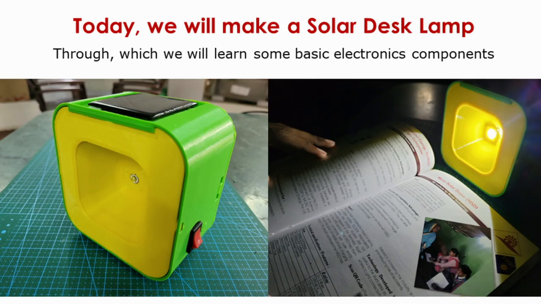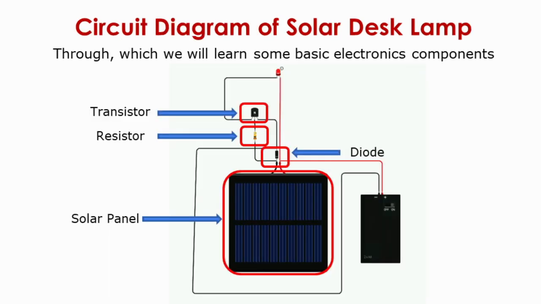So for that, we are going to build a solar desk lamp, through which we will learn some basics of the electronic components used in that project. So this is the circuit diagram of the solar desk lamp, wherein we have used the LED, a transistor, a resistor, a diode, and a solar panel. Along with that, we are also going to use the rechargeable battery. We will learn about each of these components in detail now.